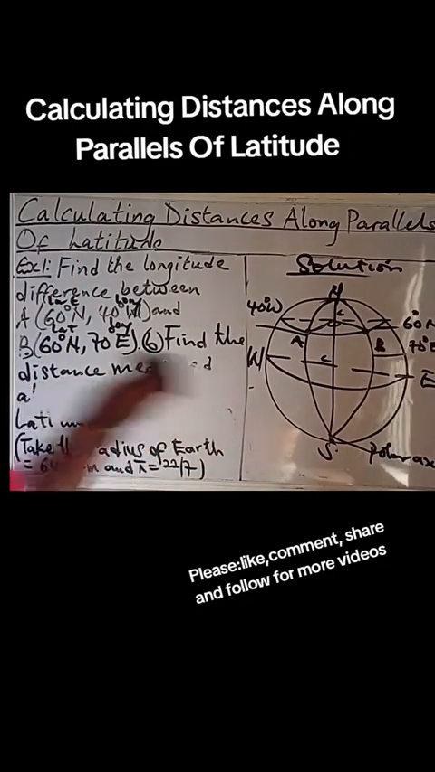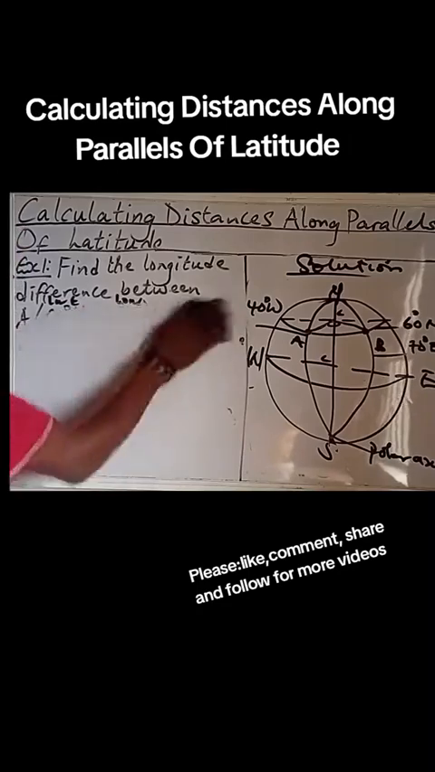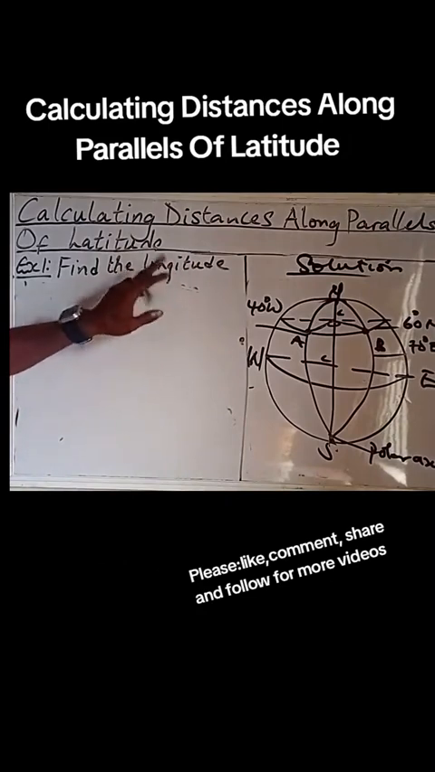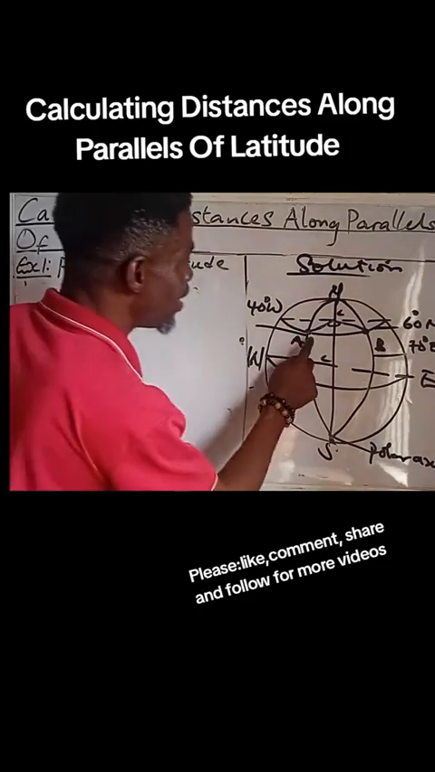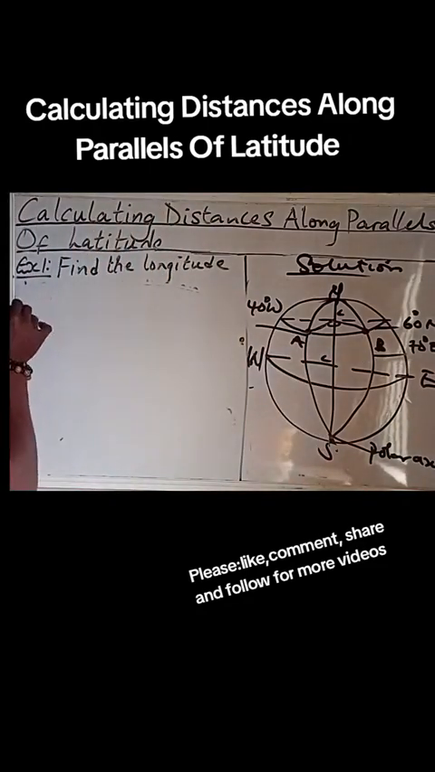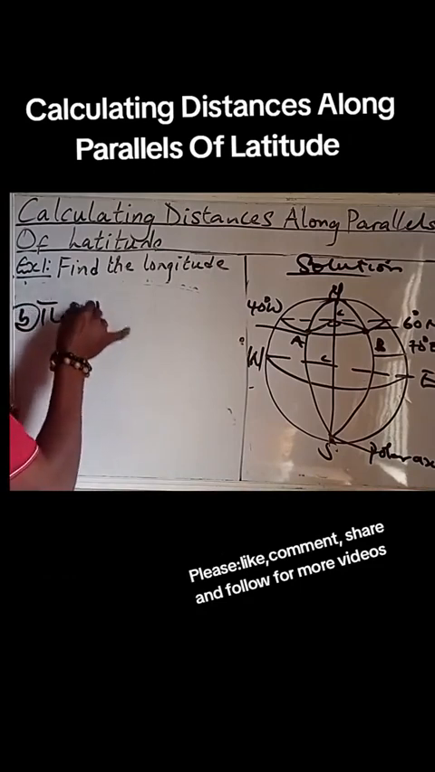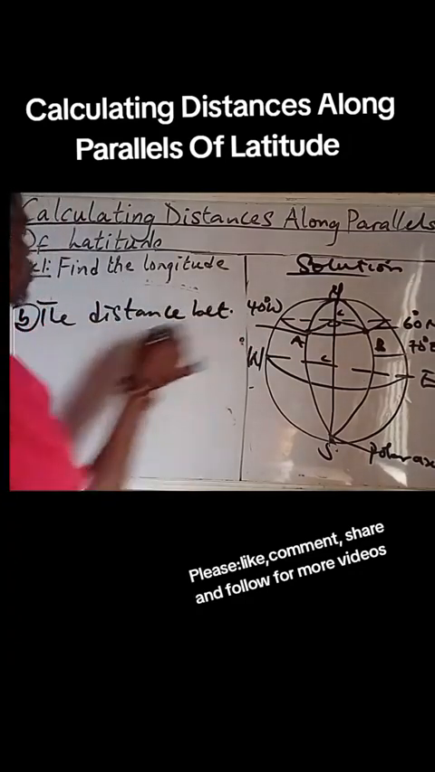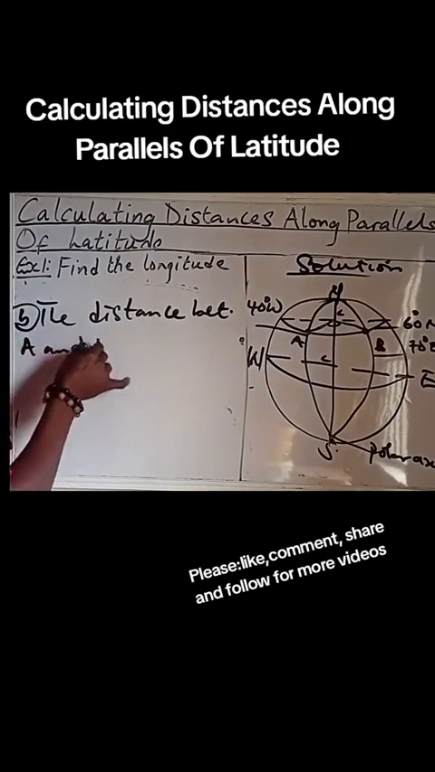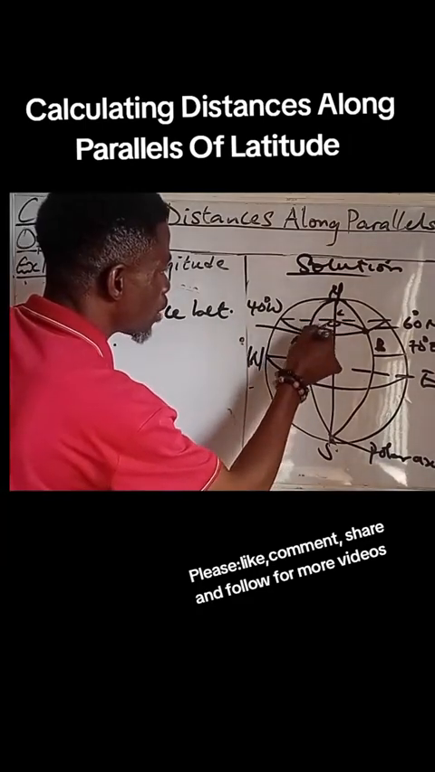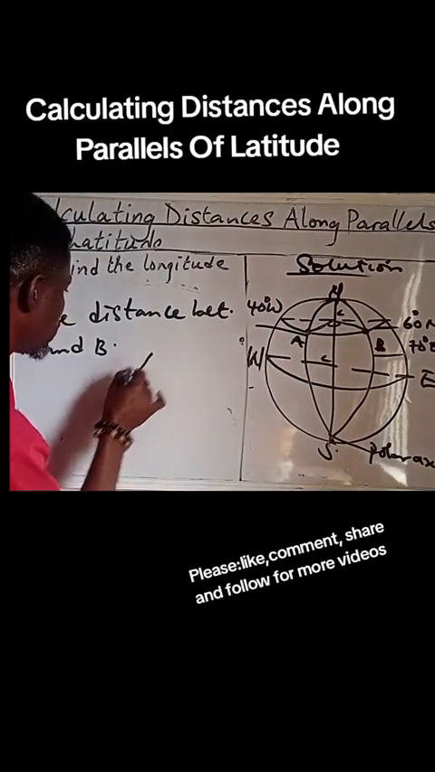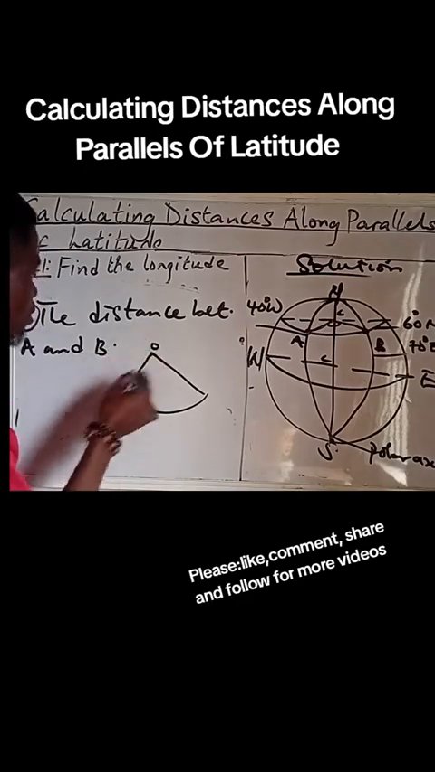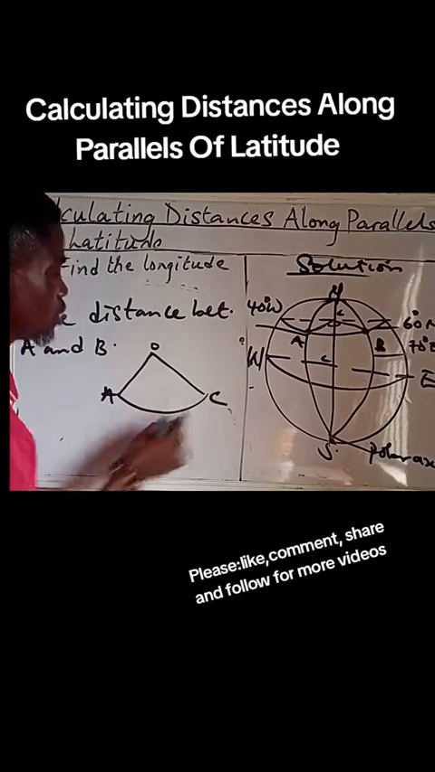Now, what is the next thing to consider? We have calculated the difference in longitude. Now we want to calculate the distance between A and B. Bring out this shape like this. So this is O, the center, then this is A, and this is B.